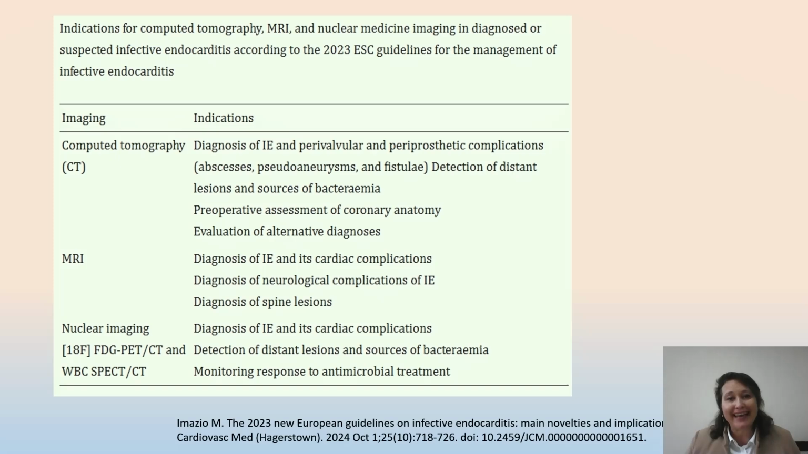MRI, what are the indications? Diagnosis of infective endocarditis and its cardiac complications. Diagnosis of neurological complications of infective endocarditis and diagnosis of spine lesions. And nuclear imaging, positron emission tomography CT and others, we can use in case of diagnosis of infective endocarditis and its cardiac complications, detection of distant lesions and sources of bacteremia, and for monitoring response to antimicrobial treatment.